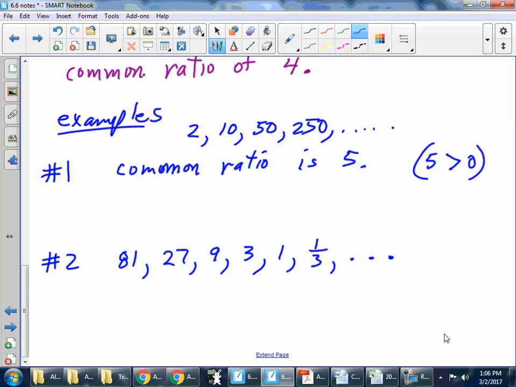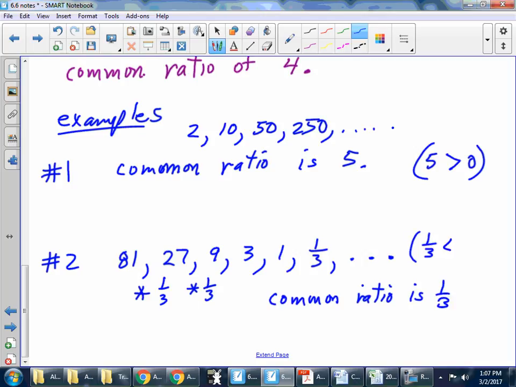Keanu? So if I multiply 81 times 3, do I get 27? Oh, okay. So dividing by 3 is the same as multiplying by what? Careful. Luis? 1/3. So we're going times 1/3 each time. So the common ratio is 1/3.